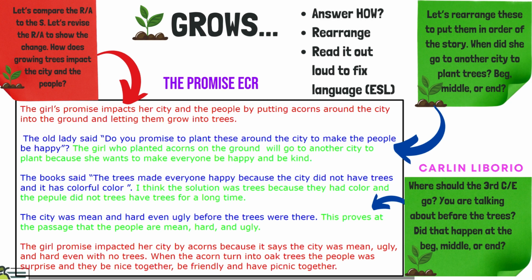Okay. The next thing is I would say, let's rearrange these to put them in the order of the story. So the first piece of evidence, it says, the old lady said, do you promise to plant these around the city to make people happy? The girl who planted acorns on the ground will go to another city to plant because she wants to make everyone be happy and be kind.